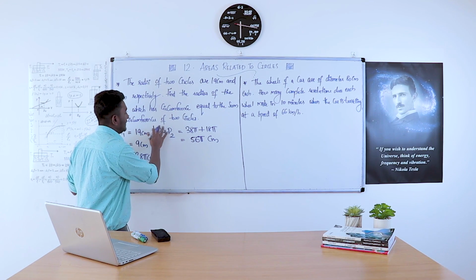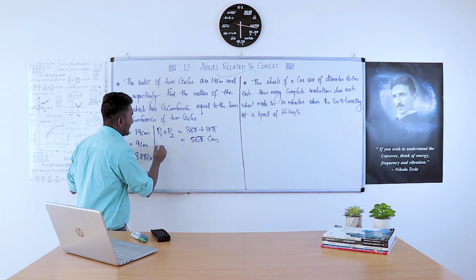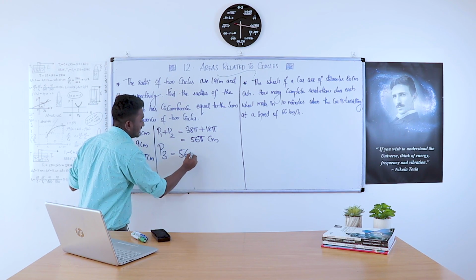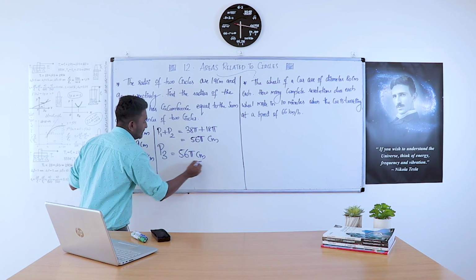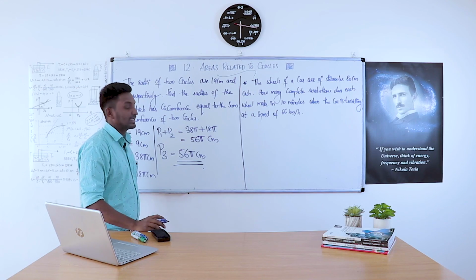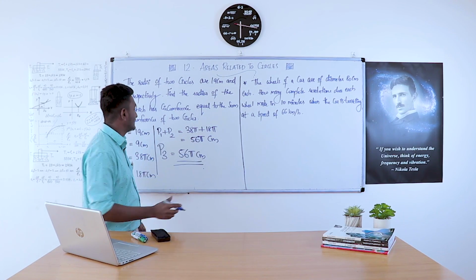This is the perimeter of the new circle. So this can be taken as the perimeter of the third circle, that is 56 pi centimeter. This is the perimeter of the third circle. We need to find the radius of that third circle.